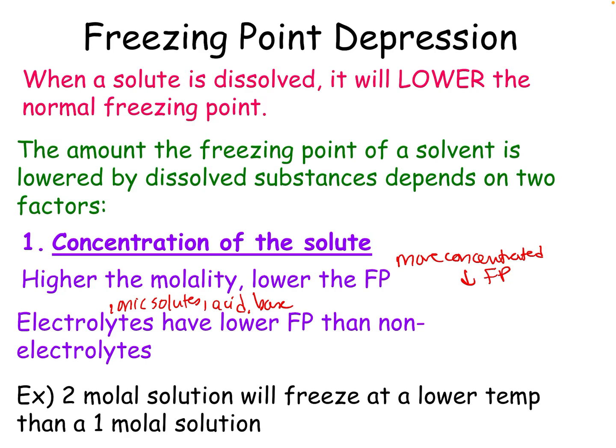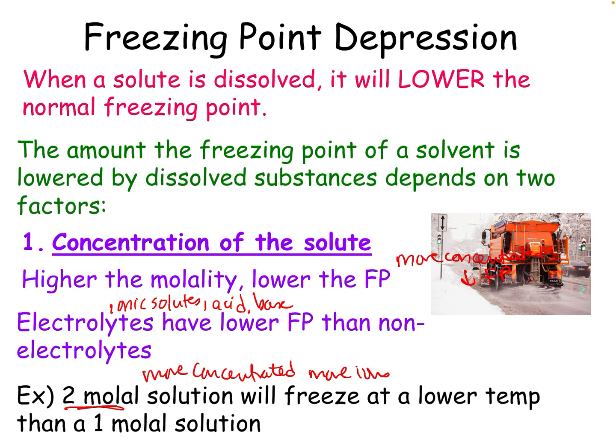So, for example, a 2 molal solution will freeze at a lower temperature than a 1 molal solution because it's got more ions. It's more concentrated. More ions are going to lower that freezing point. Okay. So that's the first thing that is going to help us figure out who's going down the most.